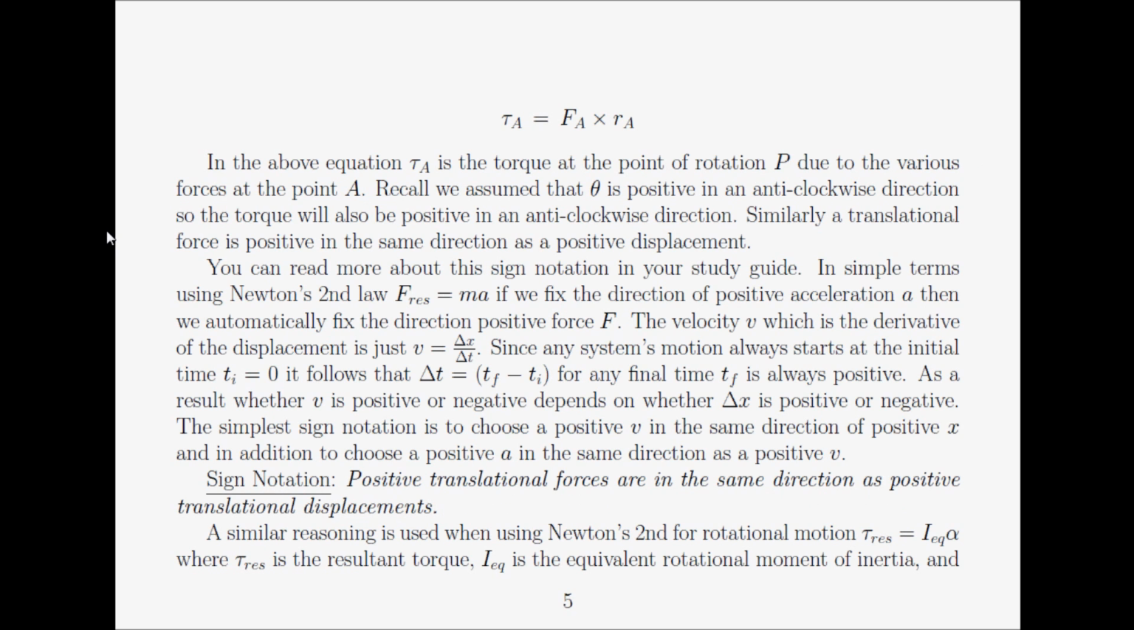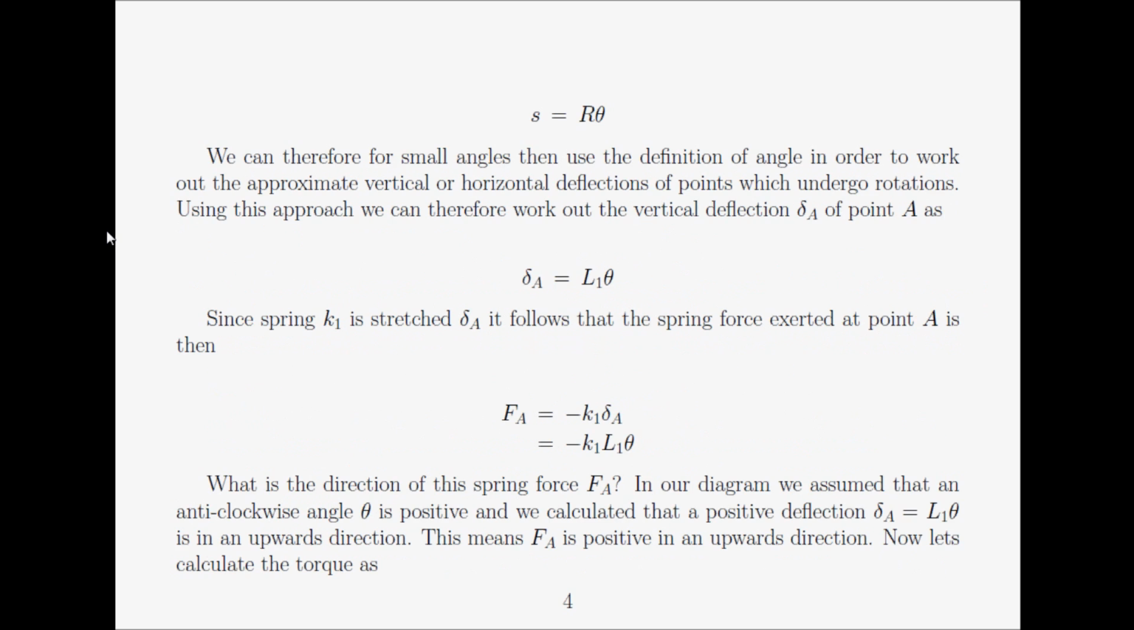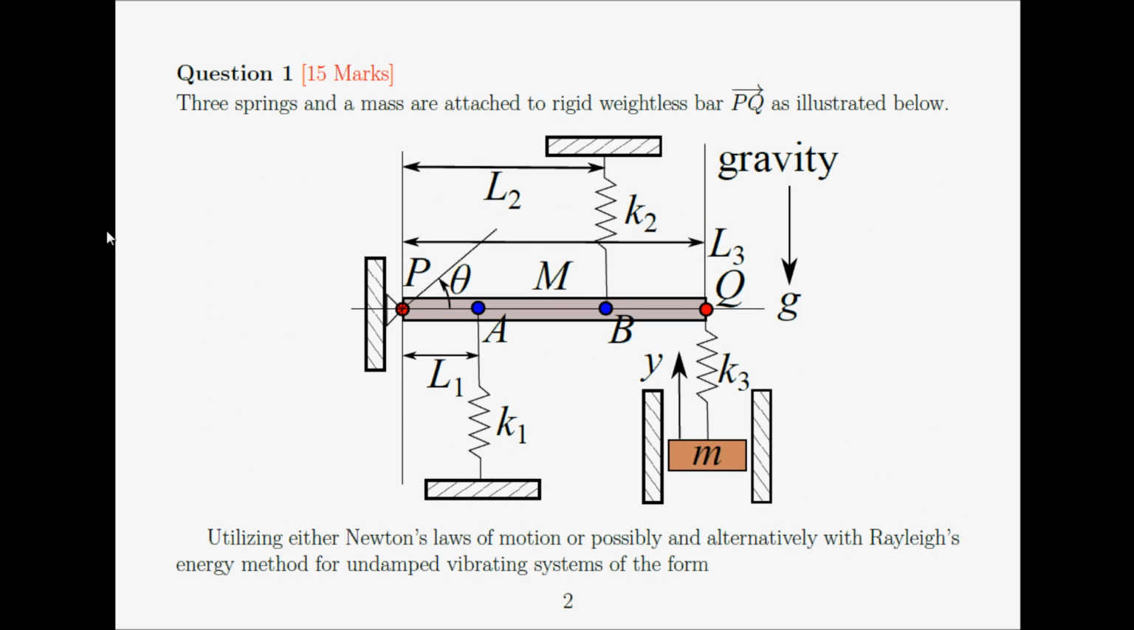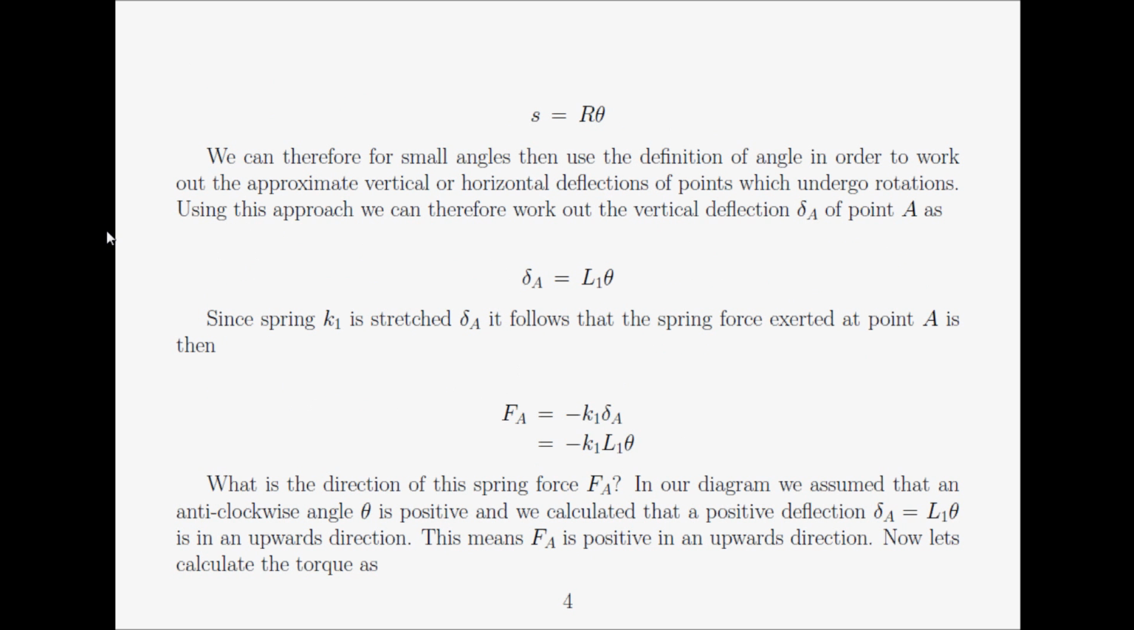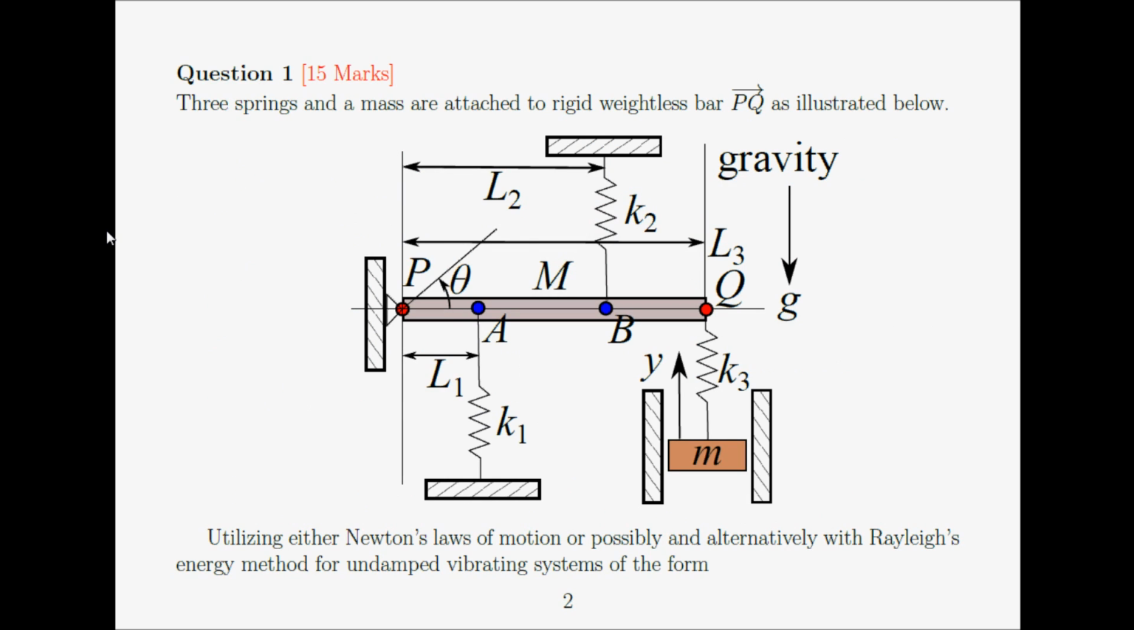So, having calculated the retarding force Fa, with point A connected to spring K1, we've worked out the deflection in an upwards direction, delta A is equal to L1 times theta. We've worked out the force Fa is equal to minus K1 times L1 theta, and then that force would induce a torque at the point P.